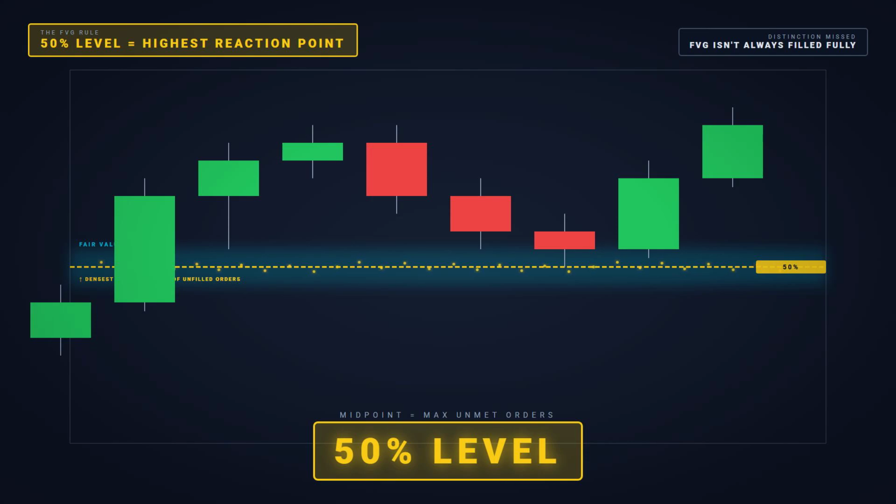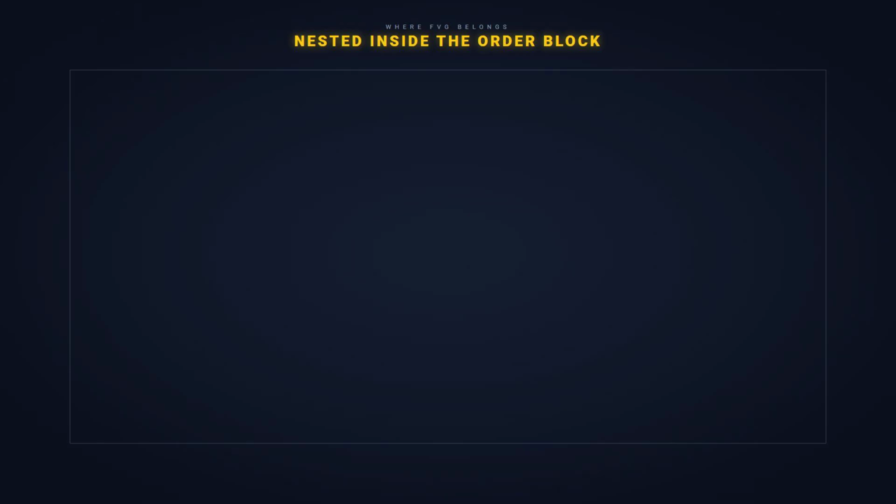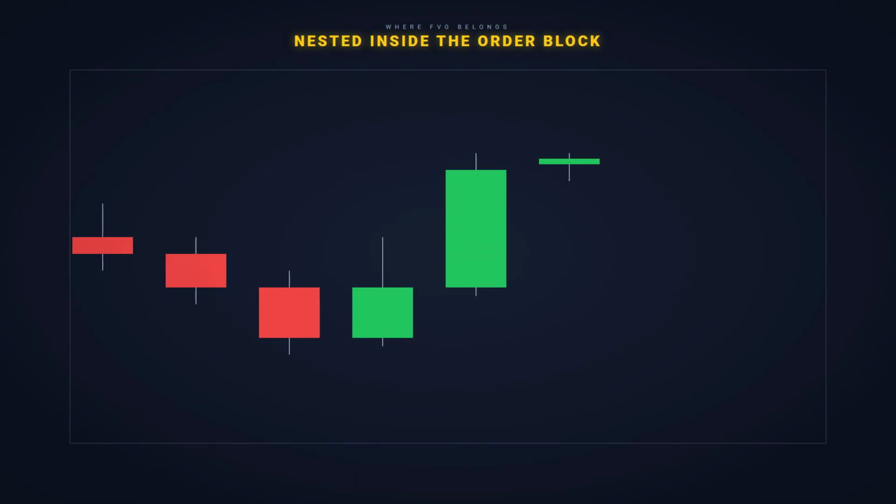I'm highlighting the FVG right here. See that gap between candle 1 and candle 3. The full zone is marked. Now watch where price reacts when it returns. It doesn't fill the entire gap. It hits the 50% level, the midpoint of that highlighted zone, and reverses. That's not random. That is mechanical order matching at the highest concentration point of the imbalance.